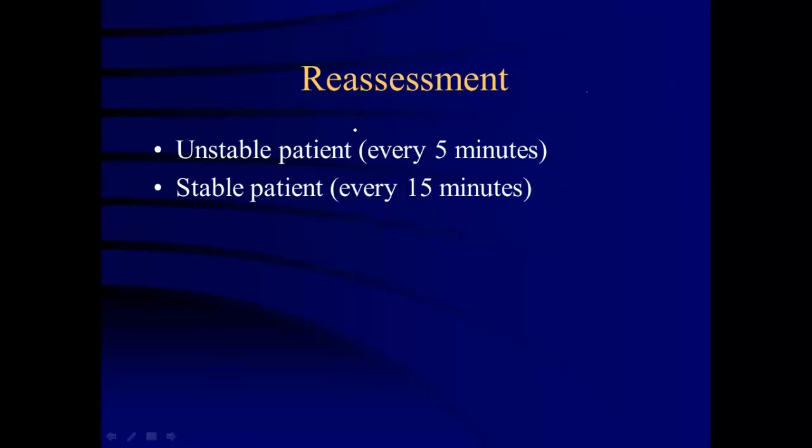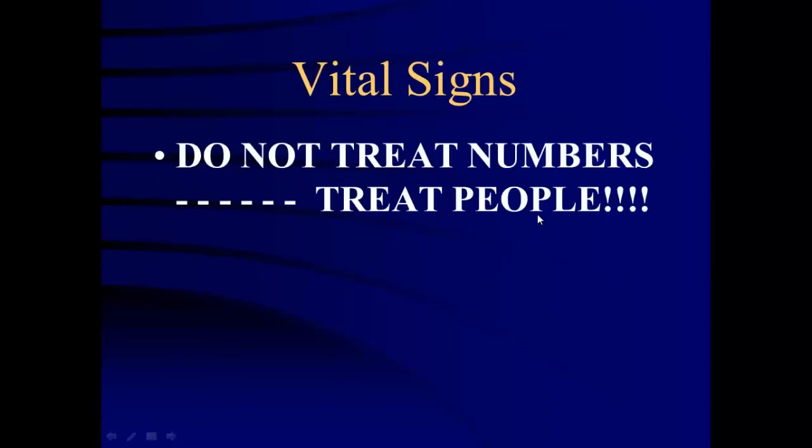As far as reassessing your vital signs, if they're unstable, it's every 5 minutes. And if they're reasonably stable, then it's every 15 minutes. But here's the thing. Don't treat numbers, treat people. It may be that you have a petite individual whose blood pressure, while they're sitting on your stretcher, wide awake and complaining of a stubbed toe, is 90 over 60. That may be normal for the patient. If the patient doesn't have any signs that they're suffering with a blood pressure of 90 over 60, then it's not a big deal. So we're going to treat the people, not the numbers.